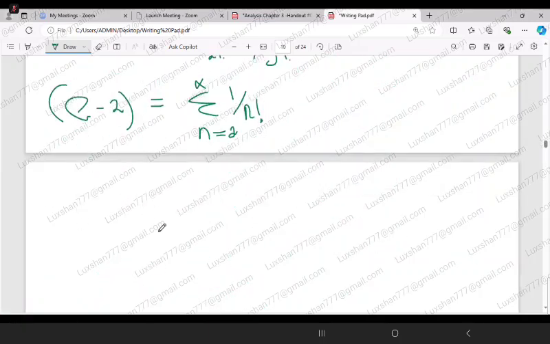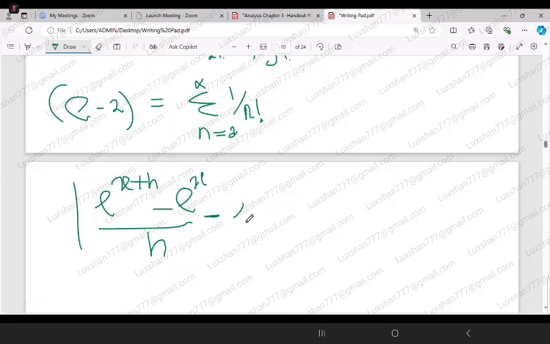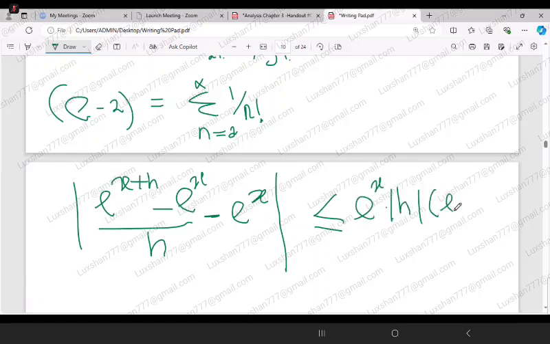So now, I just summarize what we have done so far. We have shown that the modulus of e to the power x plus h minus e to the power x over h, minus e to the power x, is less than or equal to e to the power x into mod of h into e minus 2. This is what we have shown so far.